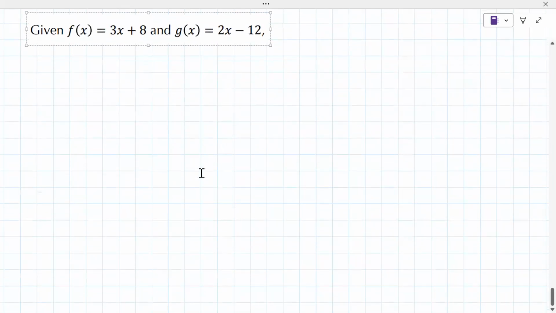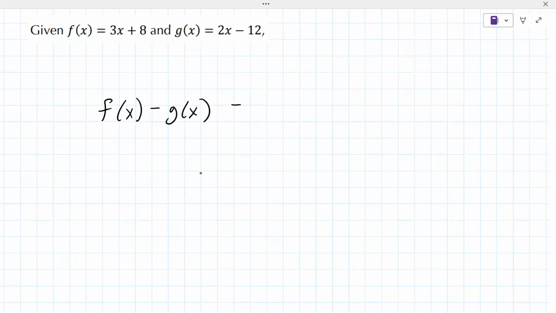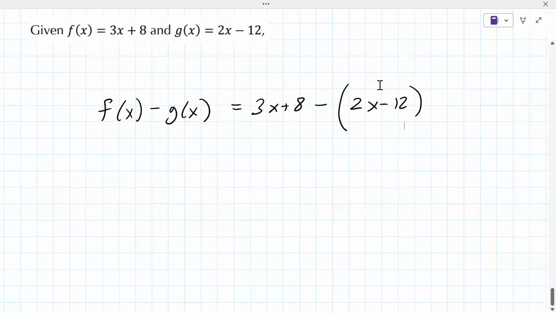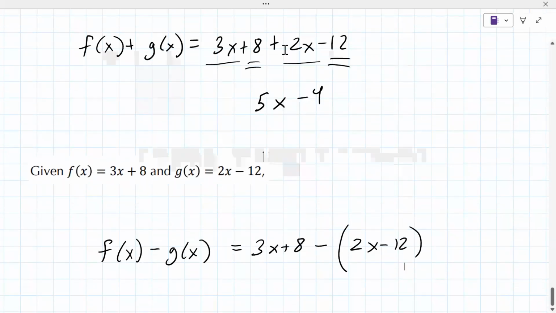This time we're going to do f of x minus g of x. So this is what it looks like: 3x plus 8 is f of x minus, in parentheses, 2x minus 12. You might say, well, hey, Matthew, what about the previous problem? Why didn't we put the one in parentheses in the previous problem? Well, when you're adding, the adding doesn't change the sign, but this negative does.